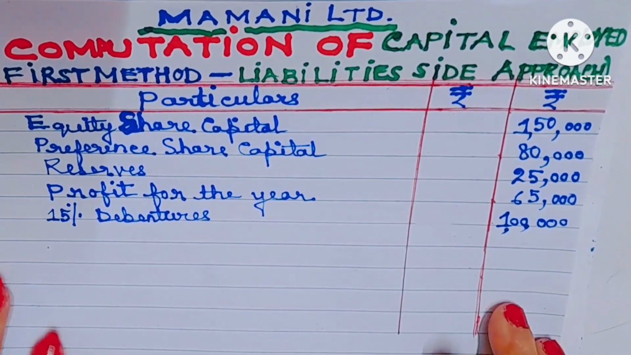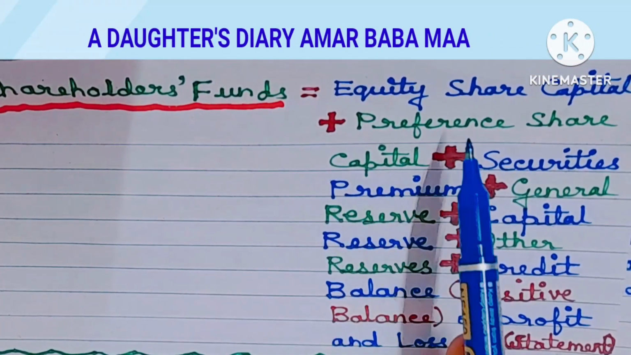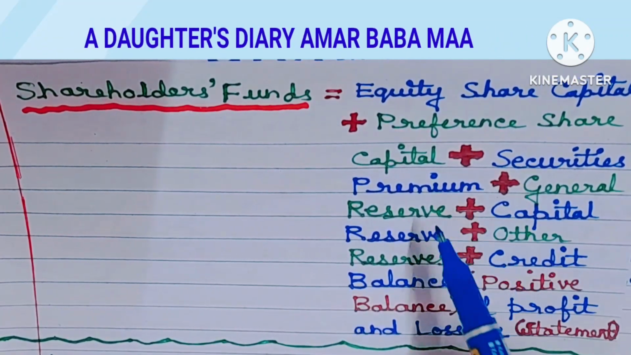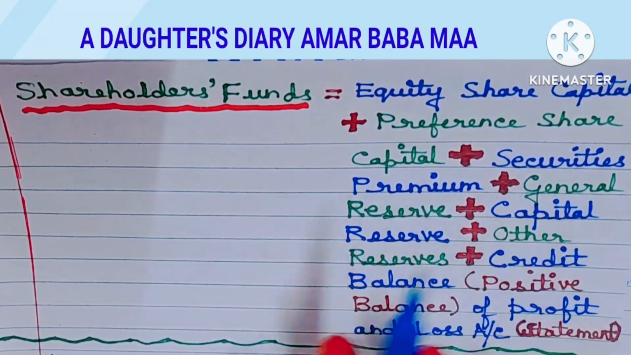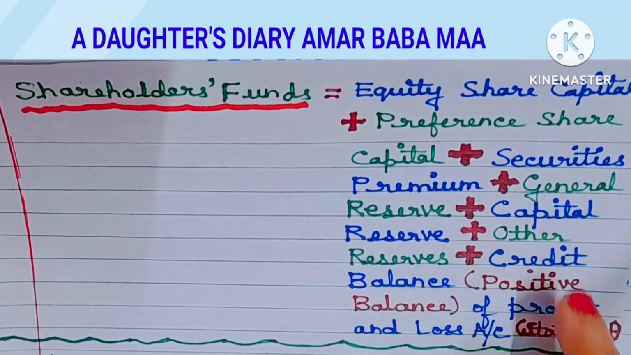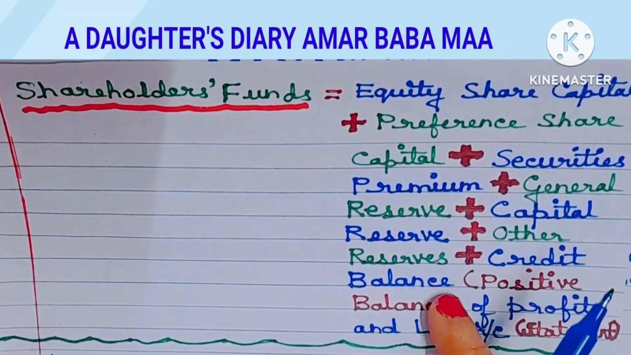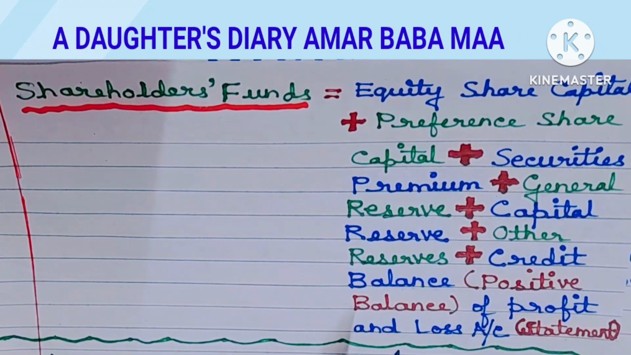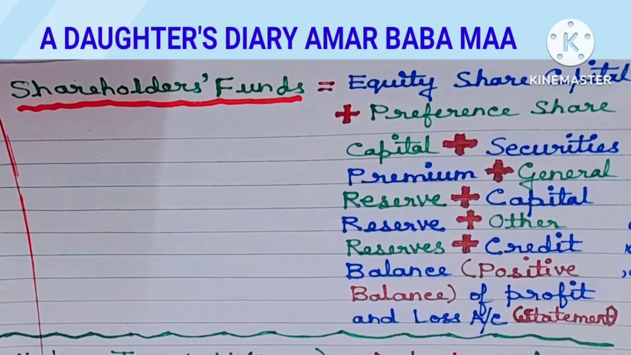Okay, understood? So see, shareholders funds is equal to equity share capital. We have written preference share capital. Securities premium is not in the problem, that is the reason we have not written. General reserve is not in the problem, that is the reason we have not written. Capital reserve is not there, so we have not written. Other reserves, of course, is in the problem. We have written credit balance or positive balance of profit and loss account is in the problem and we have written. So shareholders fund completed. And long term loans also we have completed.